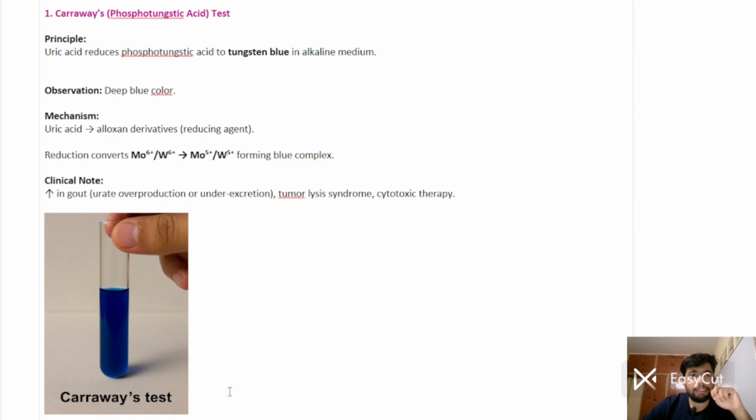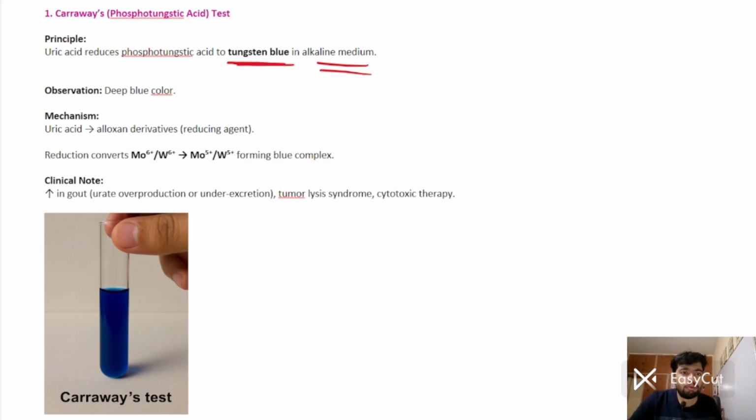The first is Caraway's test, that is the phosphotungstic acid test. In this test, the principle is that uric acid will reduce phosphotungstic acid to tungsten blue color in alkaline medium. How will you perform this test? You take 2 ml of urine, add 3 to 5 drops of uric acid reagent, and then add sodium carbonate powder to provide an alkaline medium.